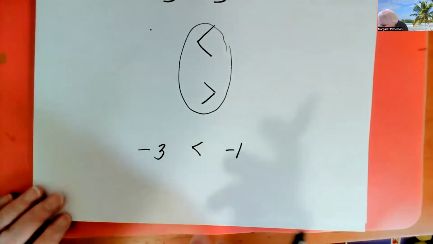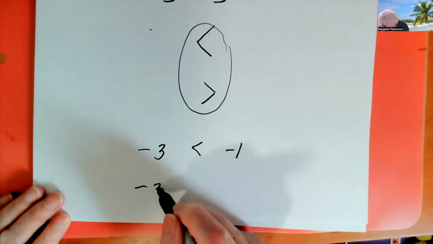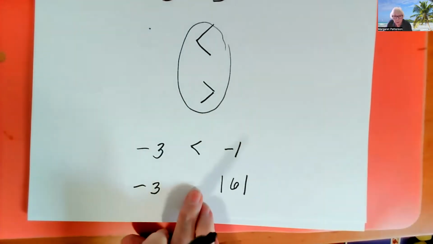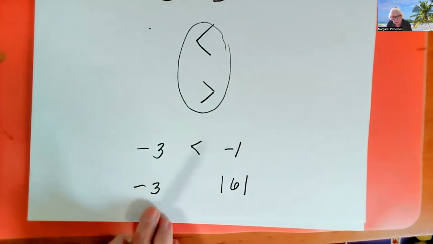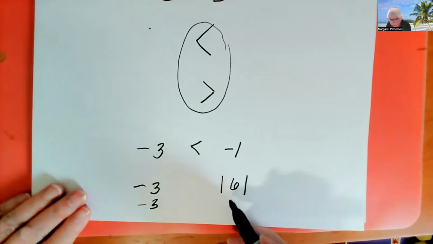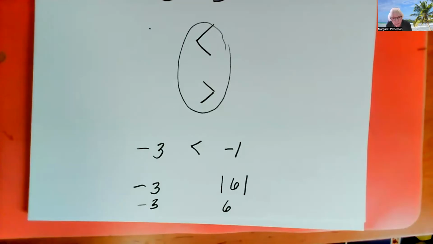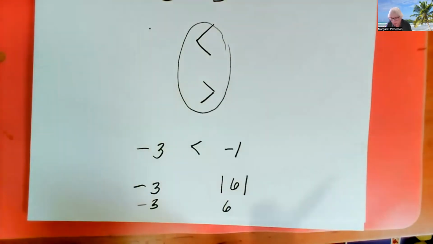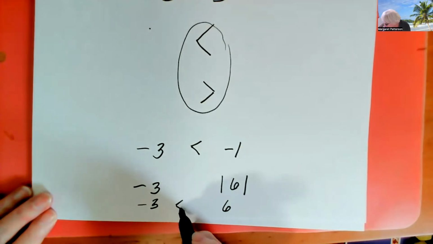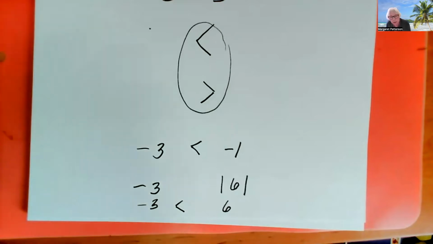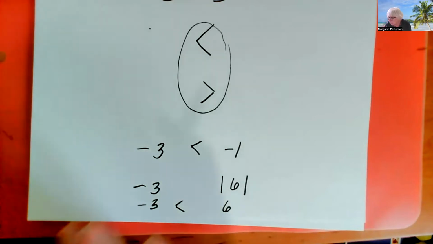So another one might be this: -3, and then the absolute value of 6, and you're supposed to put one of those two symbols in. Well, first of all, -3 is all set, but the absolute value of 6, you want to rewrite into its simplest form, which is 6. So what's the correct symbol? Is -3 less than, or is -3 greater than 6? Well, this one still is less than. So this is the smaller one. This would be further to the left on your number line. And so therefore, this is the correct symbol.